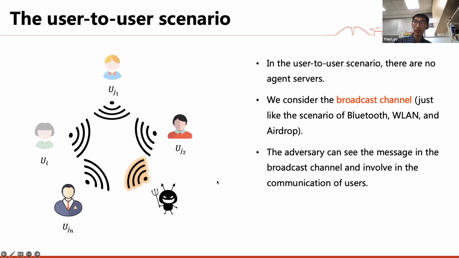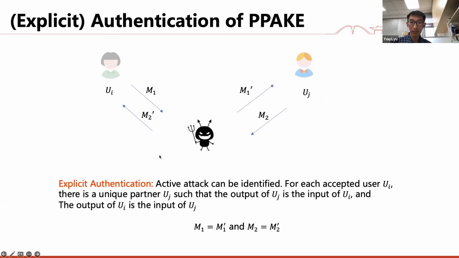Next, we introduce the security requirements for PPAKE in the user-to-user scenario. Explicit authentication means an active attack can be identified. For example, if the adversary changes the first message sent from UI to UJ, then UJ will reject this session at last with overwhelming probability.